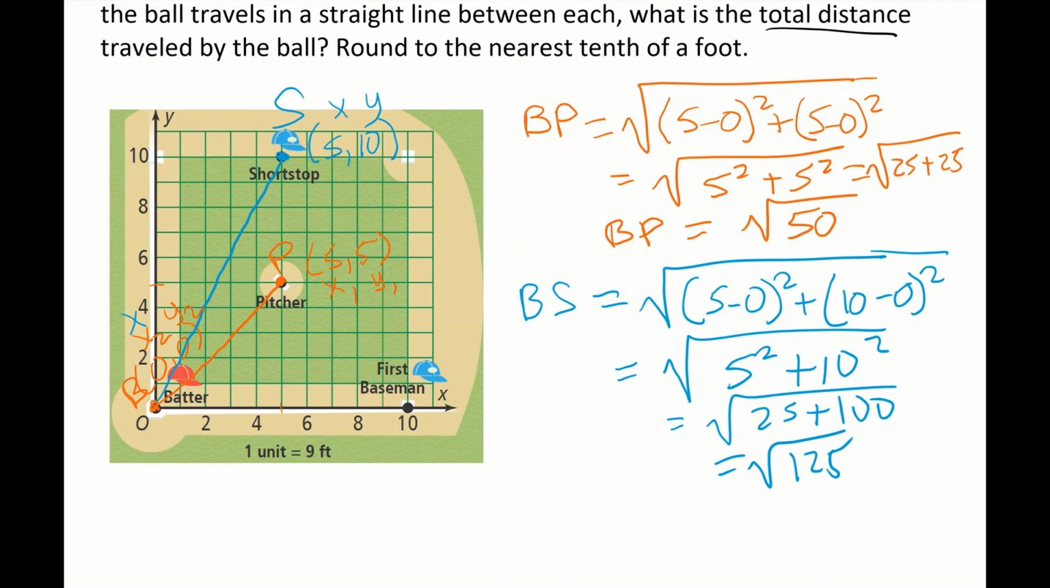Okay, so now we're going to get these as decimals, and it says round to the nearest tenth of a foot. So let's go ahead and calculate this. We're just going to put this on the calculator. We're going to do the square root of 50, and the square root of 50 is 7.07. But it says round to the nearest tenth, so first I'm going to round it to a couple of decimals, and then later I'll round it to the nearest tenth. And then let's do the square root of 125. So that's 11.18.